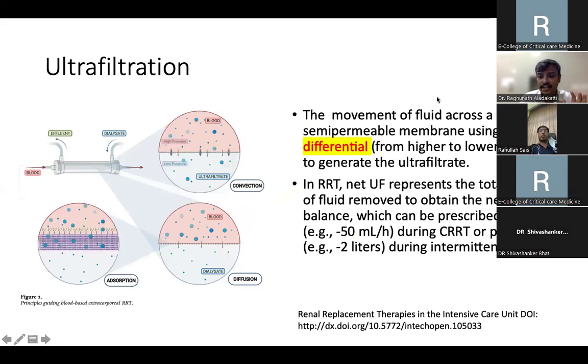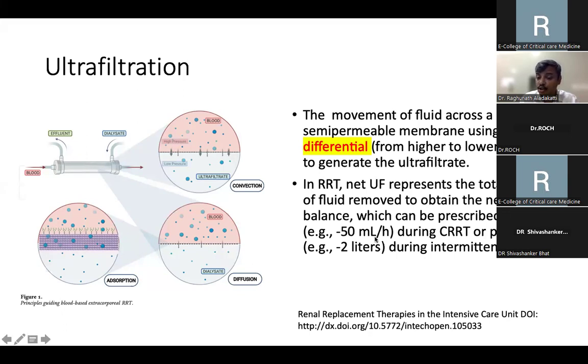Coming to ultrafiltration, it is the movement of fluid across the semi-permeable membrane from higher to lower pressure to generate ultrafiltrate. That's all. In renal replacement therapy, the net ultrafiltration rate means the total amount of fluid removed to obtain net fluid balance, means the total amount that is out. In the case of continuous therapy, which we call continuous renal replacement therapy, we describe it like 40 ml per hour, 50 ml per hour.